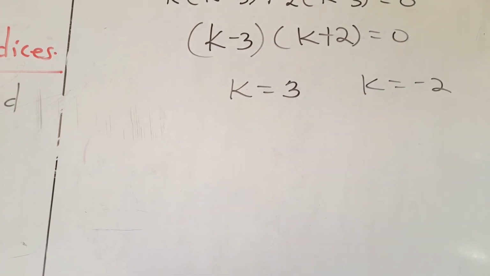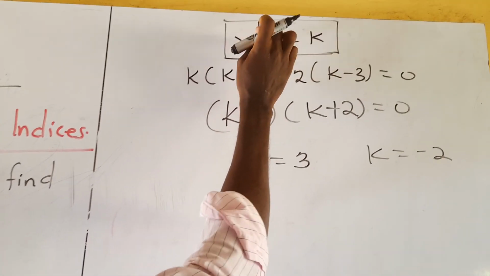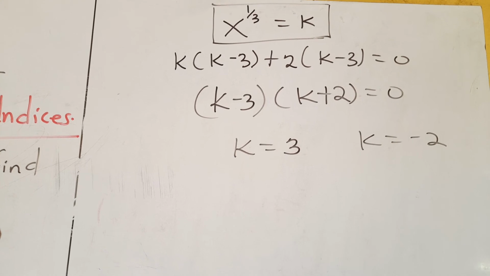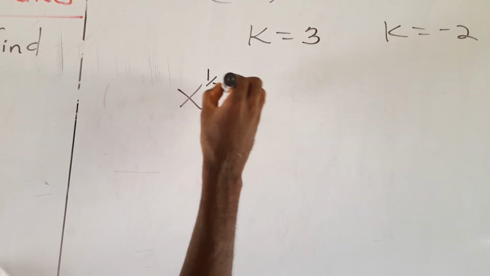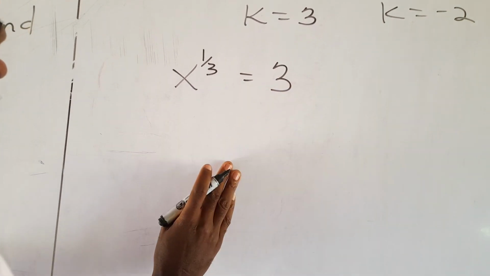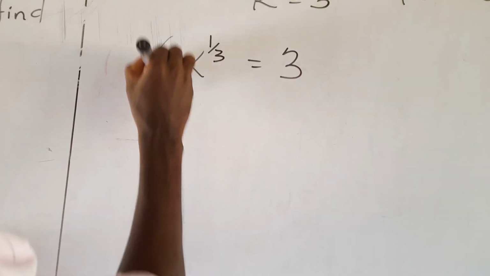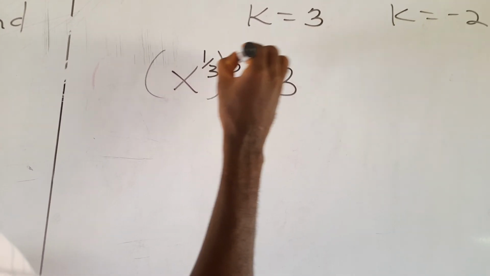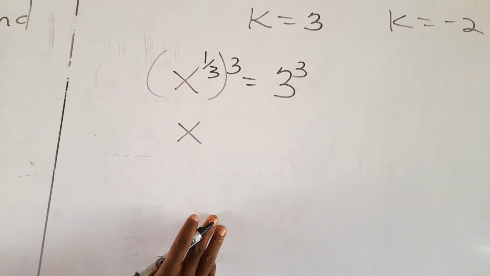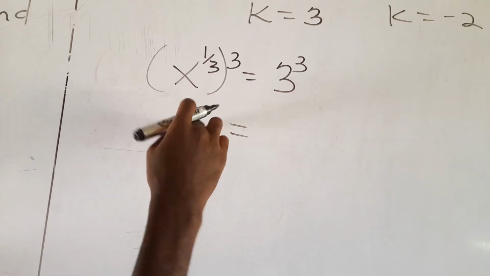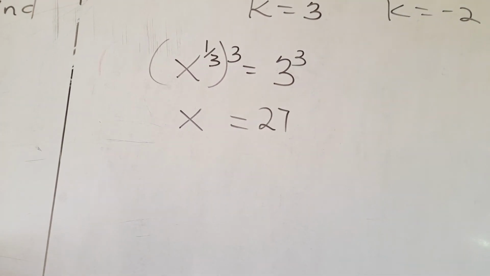Now remember, we don't need the values of k. Rather, we need the values of x. But x exponent 1 third will be equal to k. So what do we have? We can say x exponent 1 third is equal to 3. How do we solve this? To eliminate the fraction, we cube both sides. So this 3 will cancel that, we'll be left with x. That's x exponent 1, which is x. 3 exponent 3 will be 27. That's for the first one.